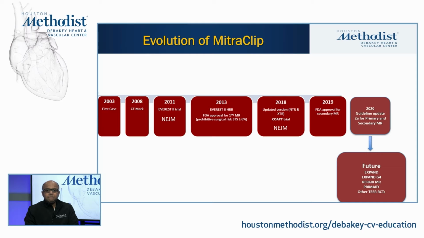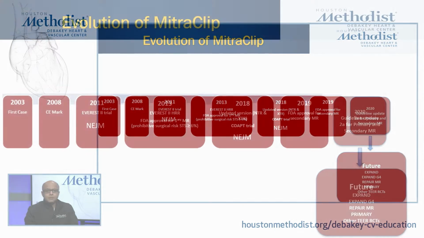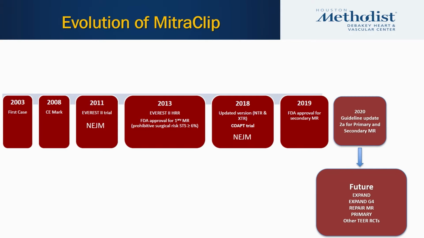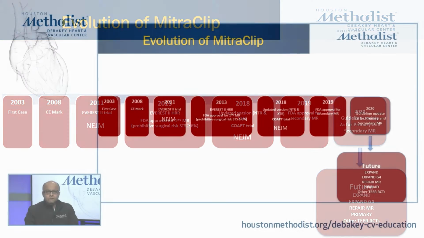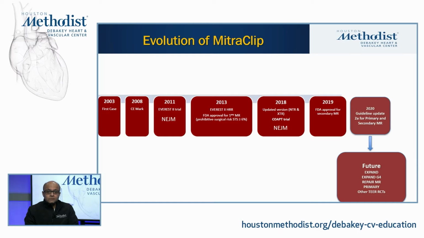So just a little brief background on the MitraClip. The first MitraClip case in man was performed in 2003. The Everest trial was published in 2011 in the New England Journal of Medicine. We've obviously come a long way from the Everest. We have now several iterations of the MitraClip and also expanded indications. Based on the Everest trial, MitraClip was first approved in the United States for prohibitive surgical risk patients in 2013.